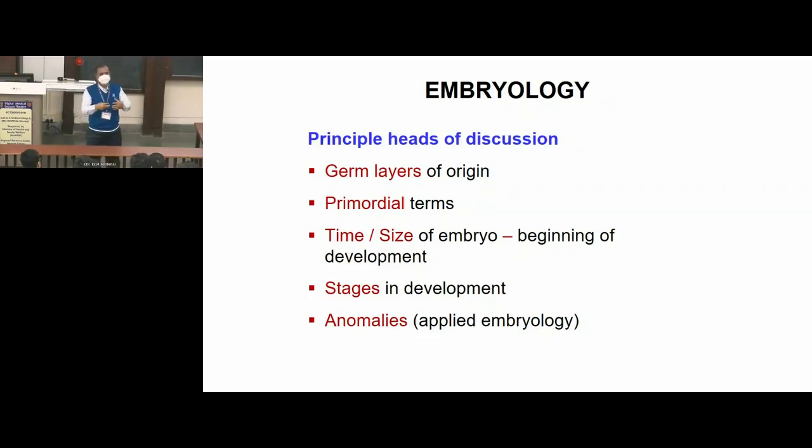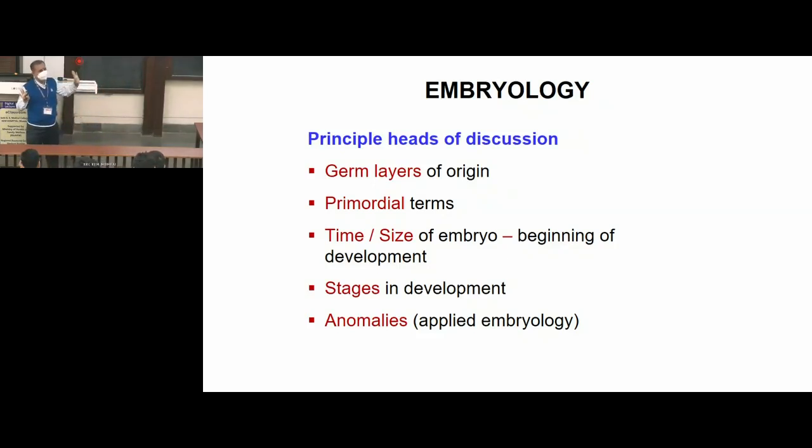Then, each organ will pass through certain stages of development: the first stage, followed by the next stage, followed by the next stage, and then the final organ. So that's called stages in the development of the organ. And finally, we learn normal things so that we can understand what has gone wrong. So that's called applied embryology, in the form of anomalies of that organ. Got it? These anomalies can happen if anything goes wrong in various stages of development.